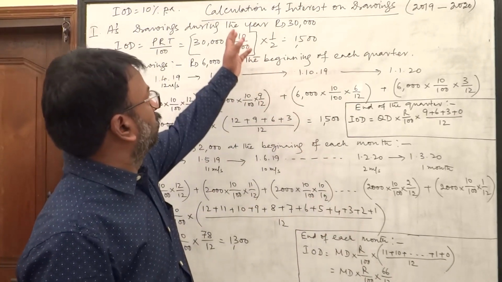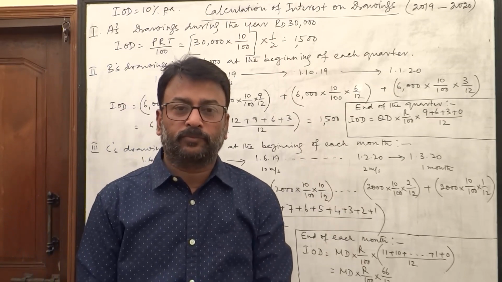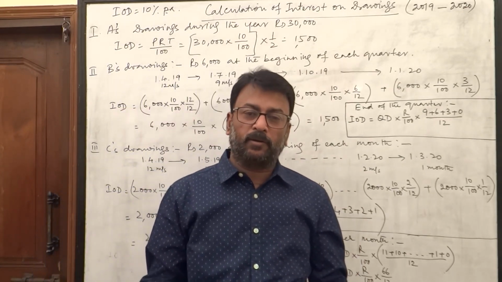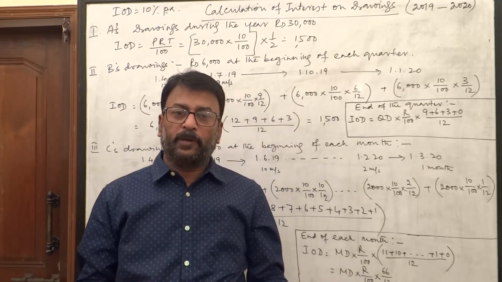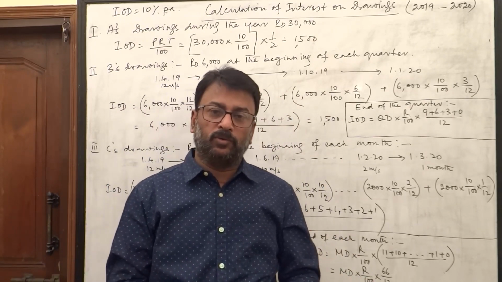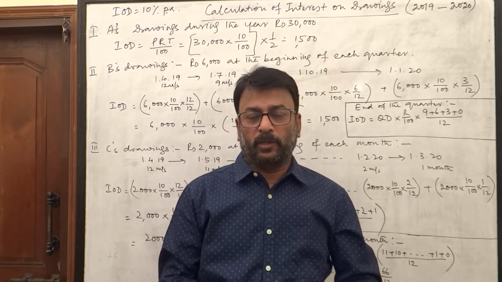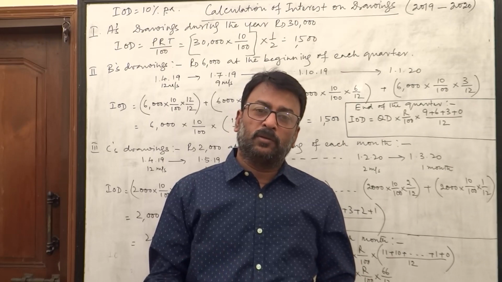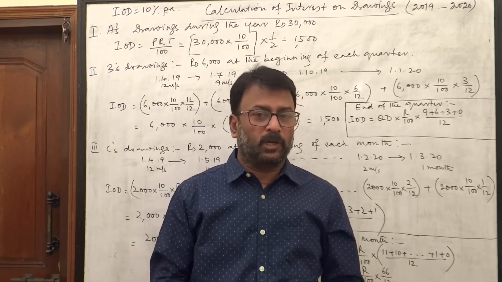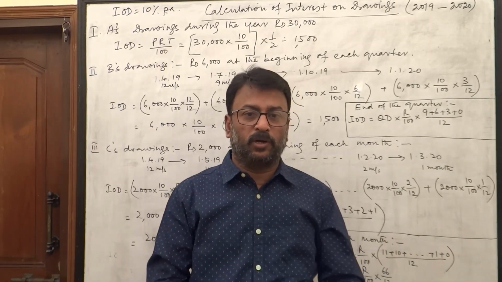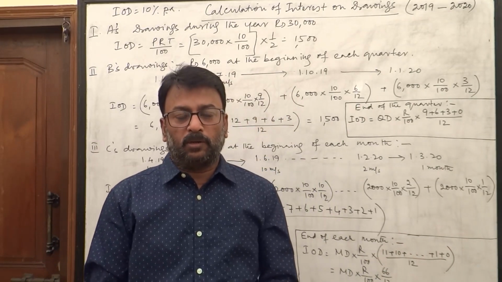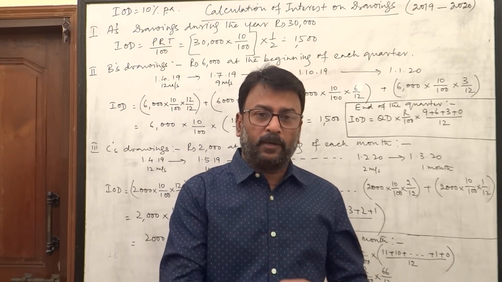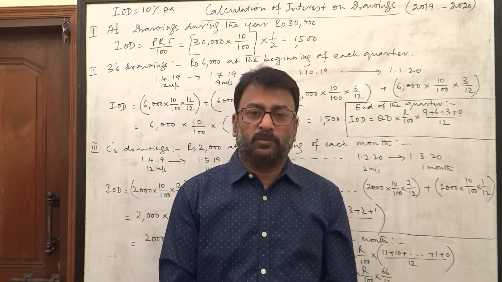Subtopic: interest on drawings. Very simple treatment. Adjusting entry: partner's capital or current account to interest on drawings. Closing entry: interest on drawings to P&L appropriation account. Entry-wise, absolutely fine. But where we face problems in this particular item is the calculation.